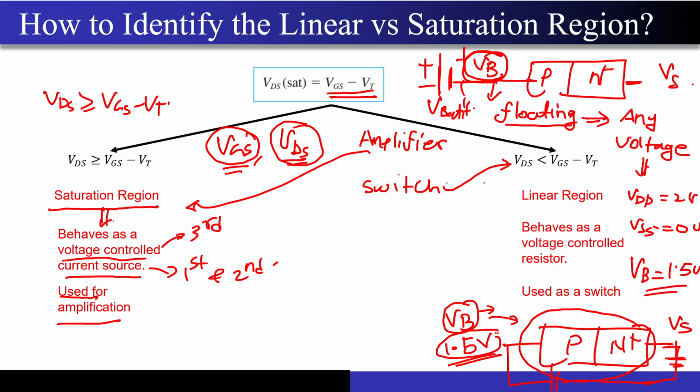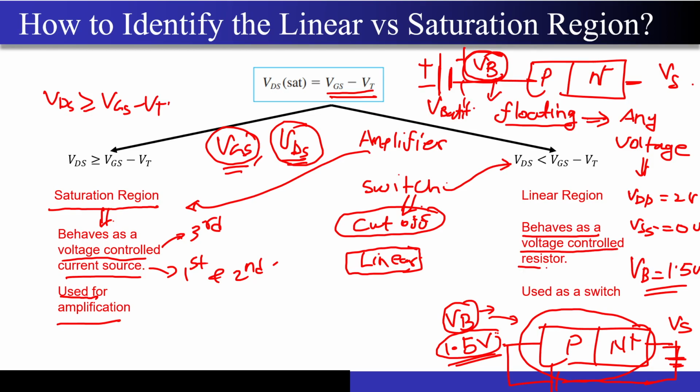Now what do I mean by linear? You must have seen there is a cutoff region and there is something called a linear region. When the MOSFET is off, it is in the cutoff region. When the MOSFET is on, it is in the linear region, and that is how the MOSFET behaves as a switch. In this region, your MOSFET actually behaves as a voltage controlled resistor. You must be hearing this for the first time, the voltage controlled resistor.